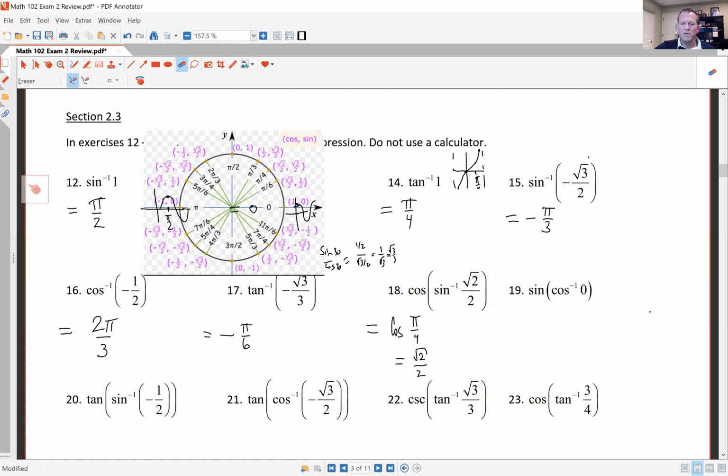Inverse cosine of 0 again. We're looking for the x value that's 0. That's going to be at pi over 2. And then the sine of pi over 2 is the y value there at pi over 2. That's equal to 1.